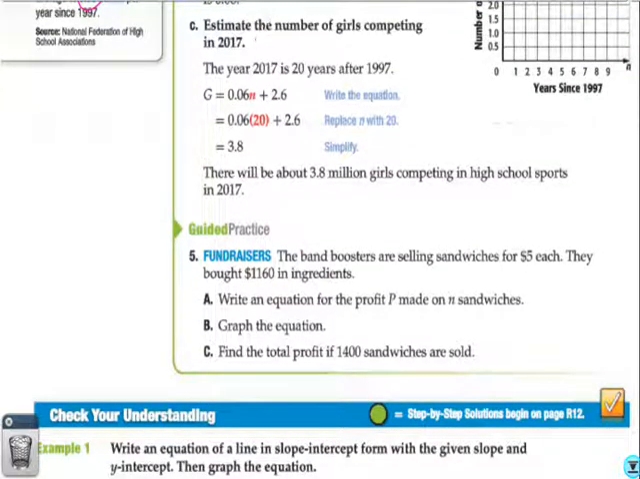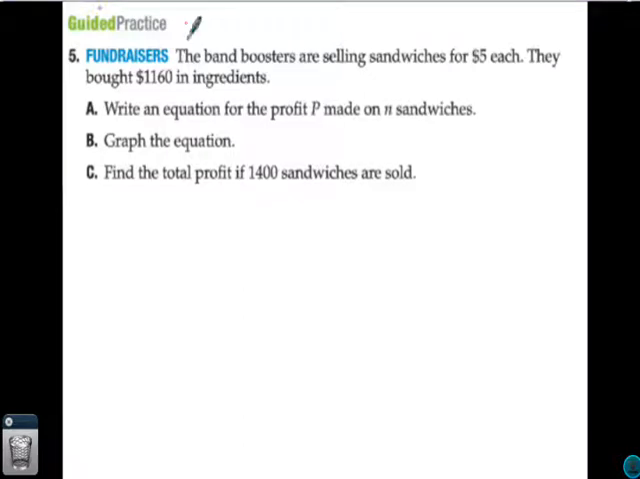Here, let's do this. Throw this on a new page so you can see it. The Band Boosters are selling sandwiches for $5 each. They bought $11.60 in ingredients. Write an equation for the profit P made on N sandwiches. Graph the equation and find the total profit if 1,400 sandwiches are sold. Go ahead and pause the video right here. See if you can come up with any of these answers, and we'll check it in a second. Go ahead and pause the video now.